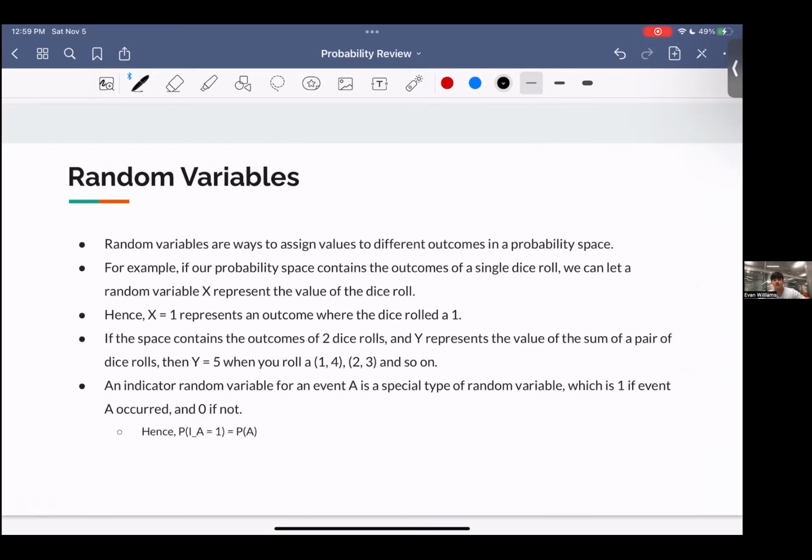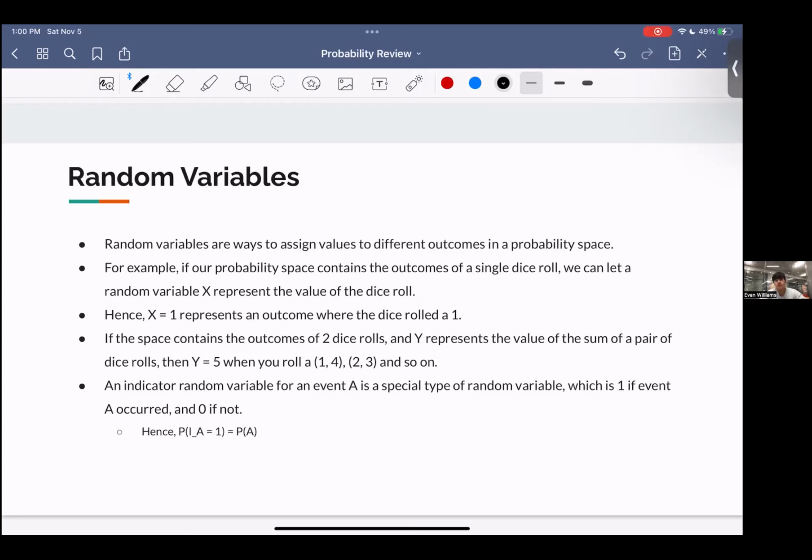And if the space contains the outcomes of two dice rolls, y can represent the sum of the pair of those dice rolls. And we can say that y is equal to 5 when we have any two rolls that lead to y equaling 5. So how about 1 and 4, 2 and 3, etc.